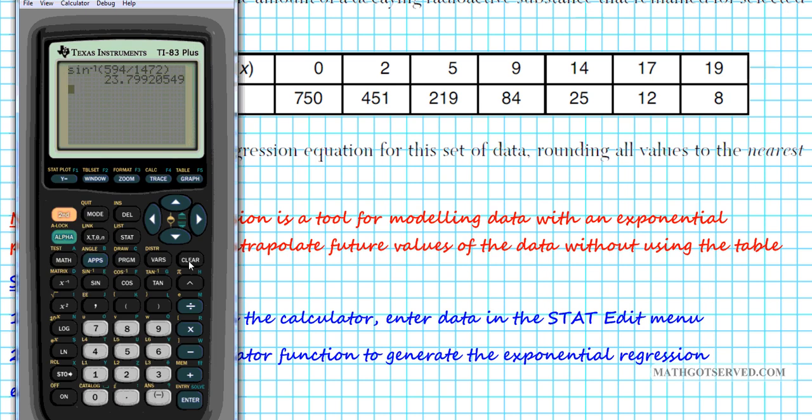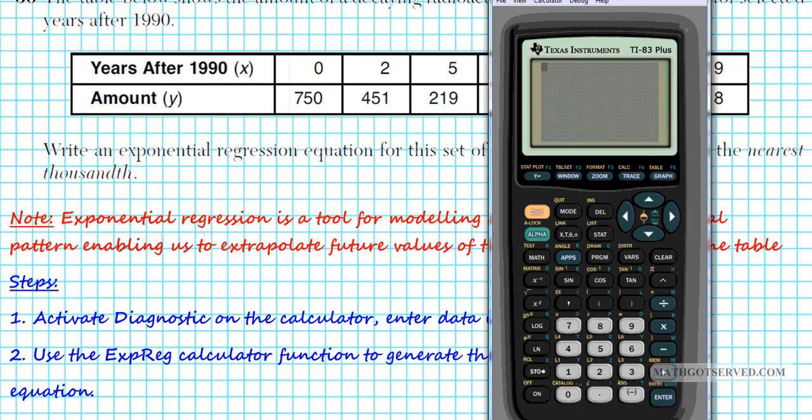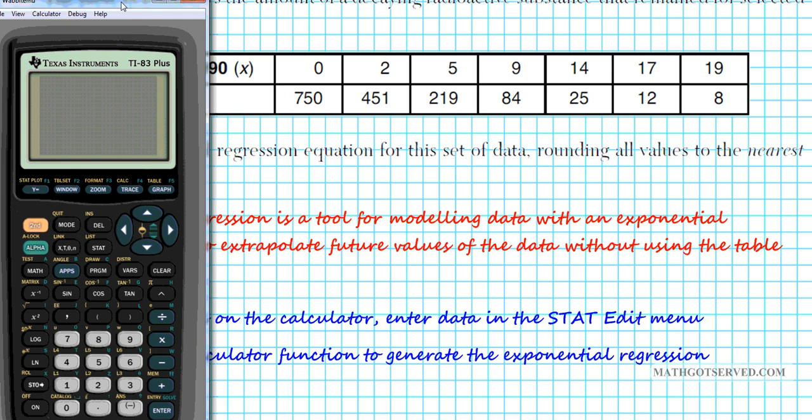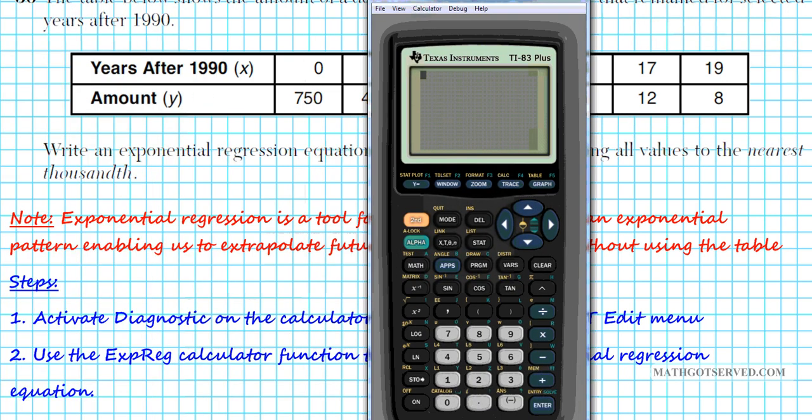All right, so let's go ahead and take a look at how this is done. I will be using a TI-83 Plus for this problem. There are different formats for different calculators. So let's go ahead and do this. So first thing we want to do is we're going to turn on diagnostic, okay? So to find that, I will go to my catalog. Everything can be found in the catalog.